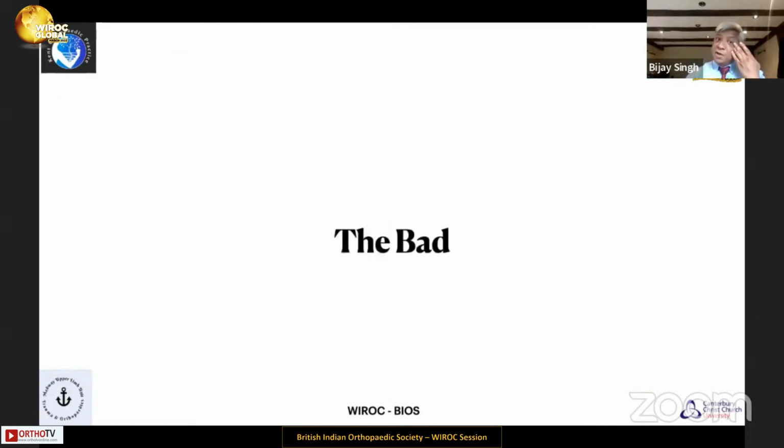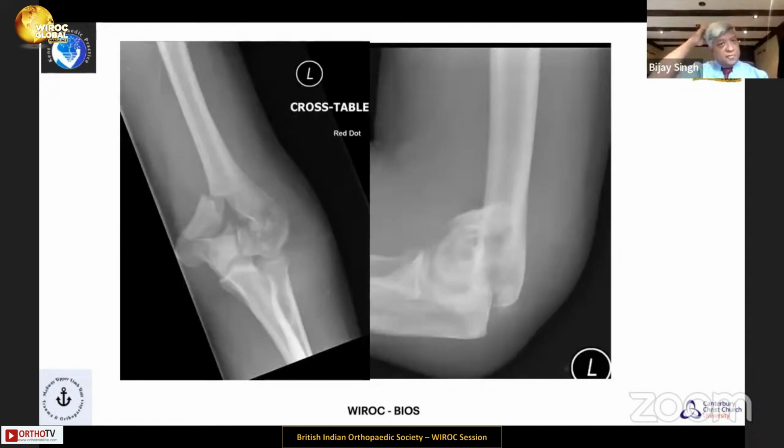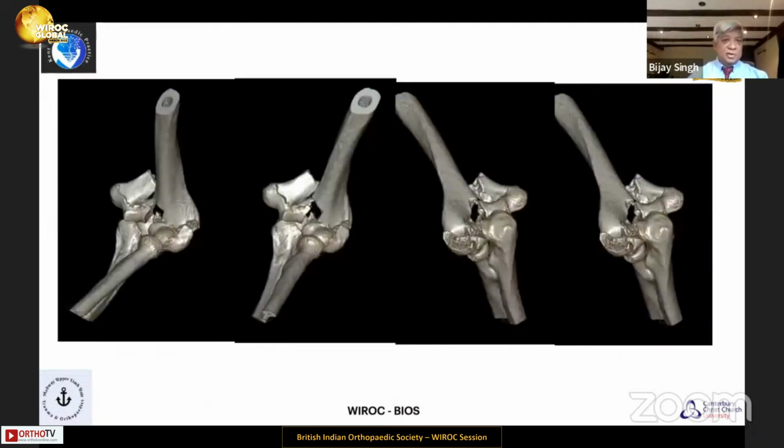The bad is where there is intra-articular comminution. So this is a 35-year-old female who came to me a few years ago now, fell on her hen do, and her wedding was scheduled 8 weeks later on, and she wanted to have this fixed so that she could have her arm out of a plaster and getting her movement.